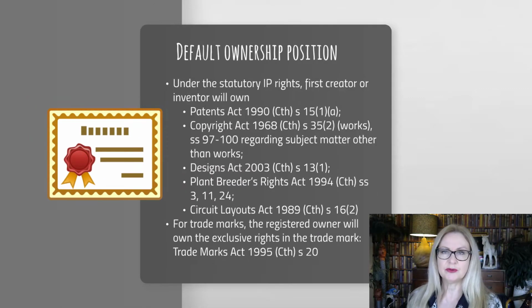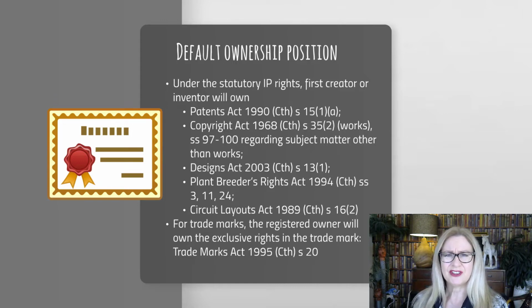So first, looking at the default ownership position under the statutory regimes, the first creator or inventor is going to own their creation or invention. I've just listed the various different sections of the statutory regimes there. No real magic to it. Fairly commonsensical arrangement, if you ask me. For trademarks, the text seems to overlook trademarks a bit, but certainly the registered owner is treated the same. If you have a look at section 20, the first registered owner will be the one to own all the exclusive rights in the trademark. So that's the default ownership position. Fairly simple, like I said.